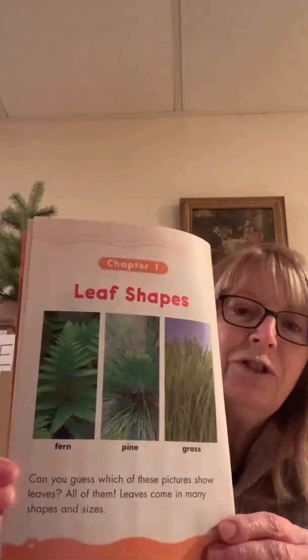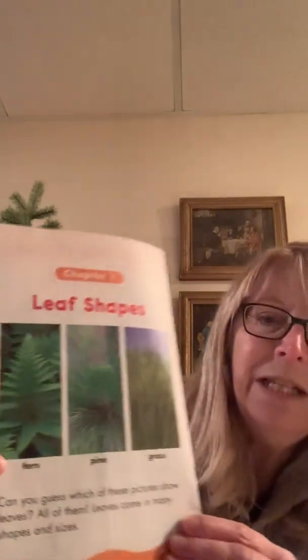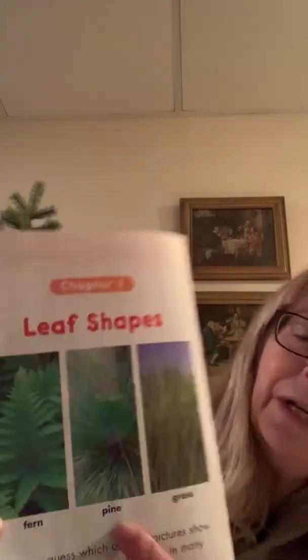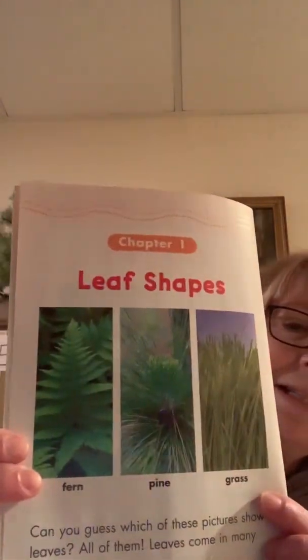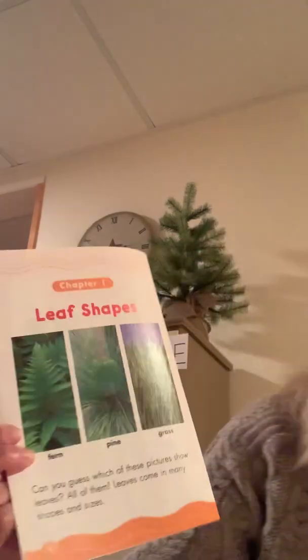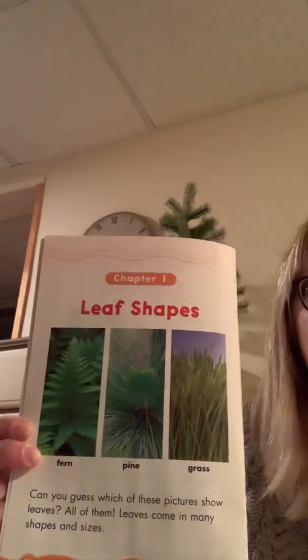But before we do that, I want to show you a few pictures from a book because we're going to talk about the leaves that are on this particular kind of tree. And I want to show you a few different leaf shapes. It says, can you guess which of these pictures show leaves? So take a look there. The three choices are fern, pine, and grass. So which of those pictures show leaves? You know what the answer is? All of them. They are all leaves, and leaves come in many shapes and sizes.